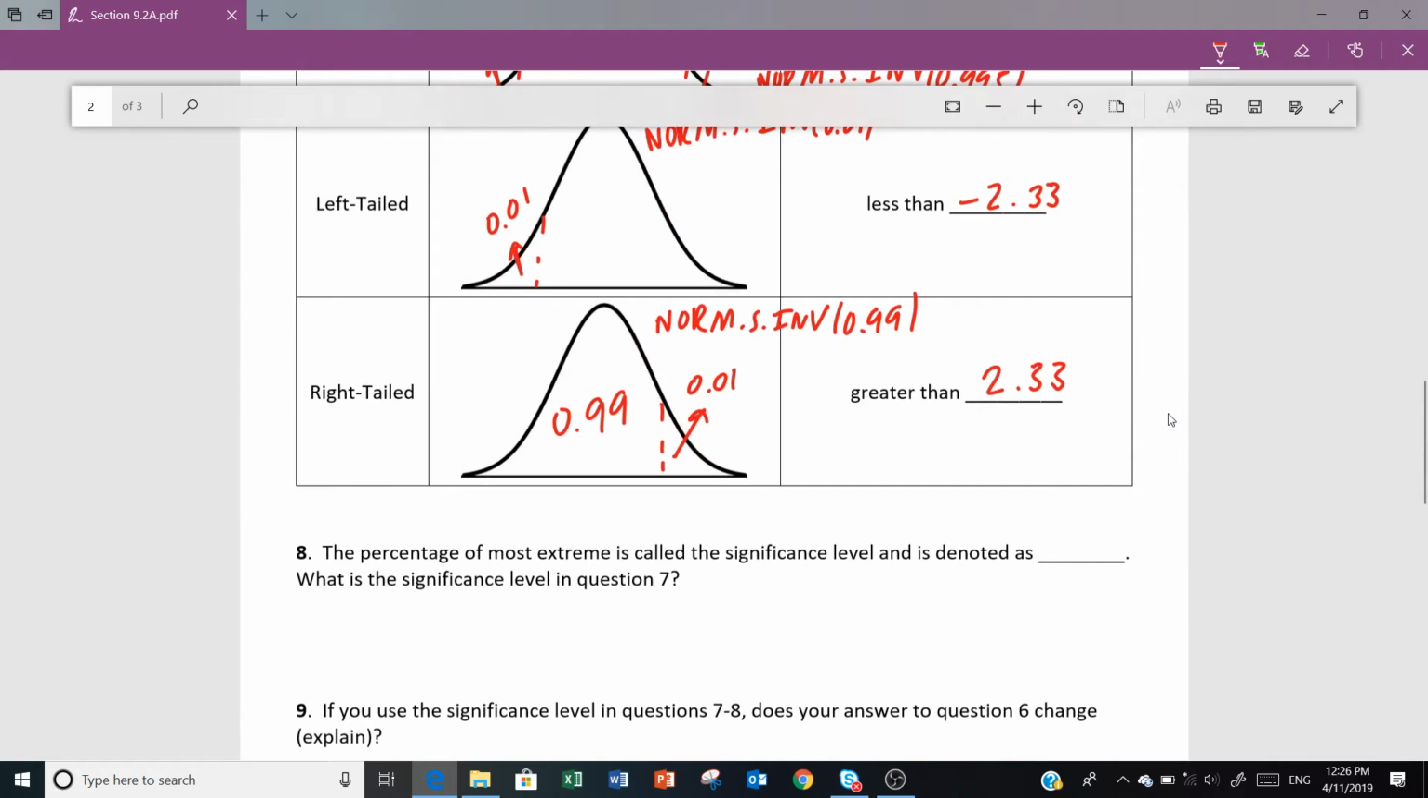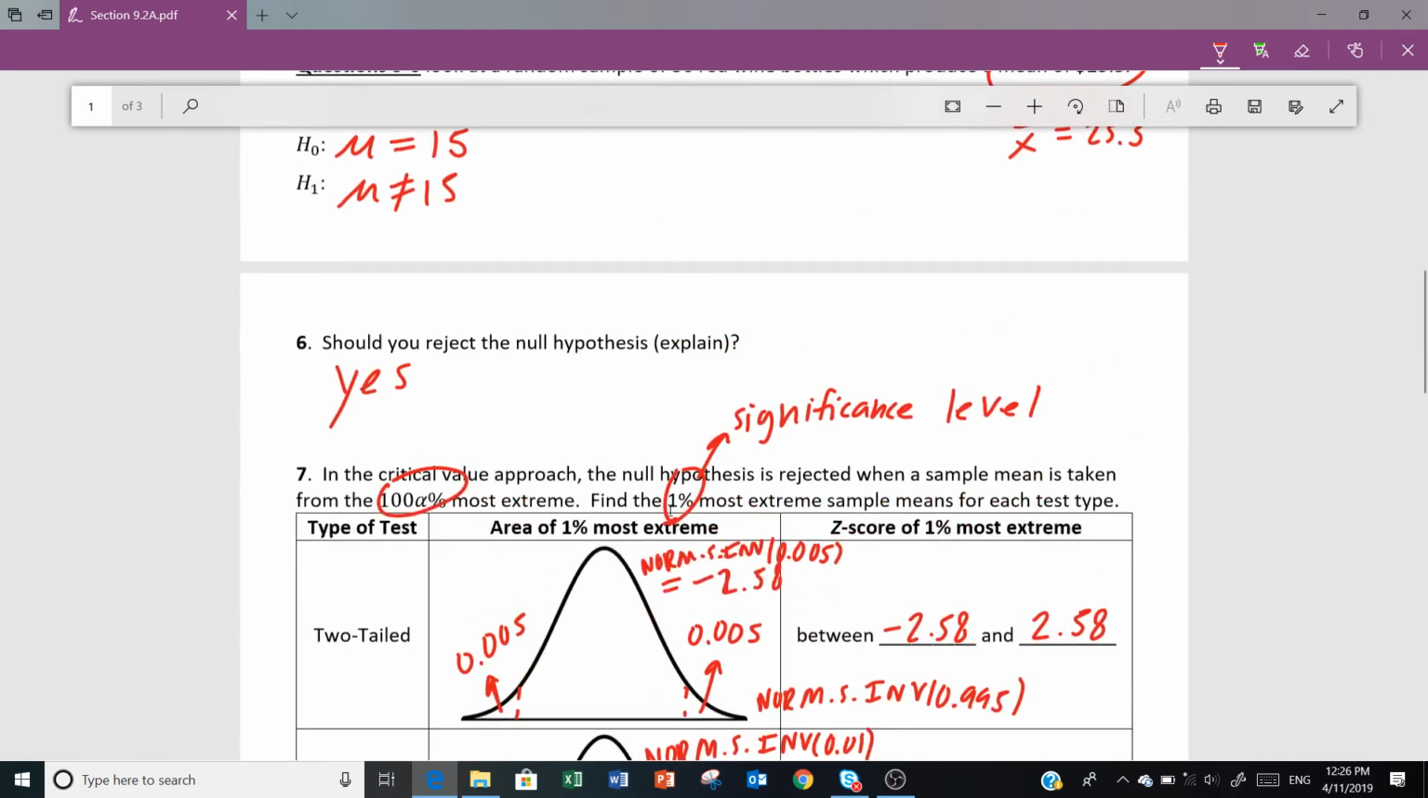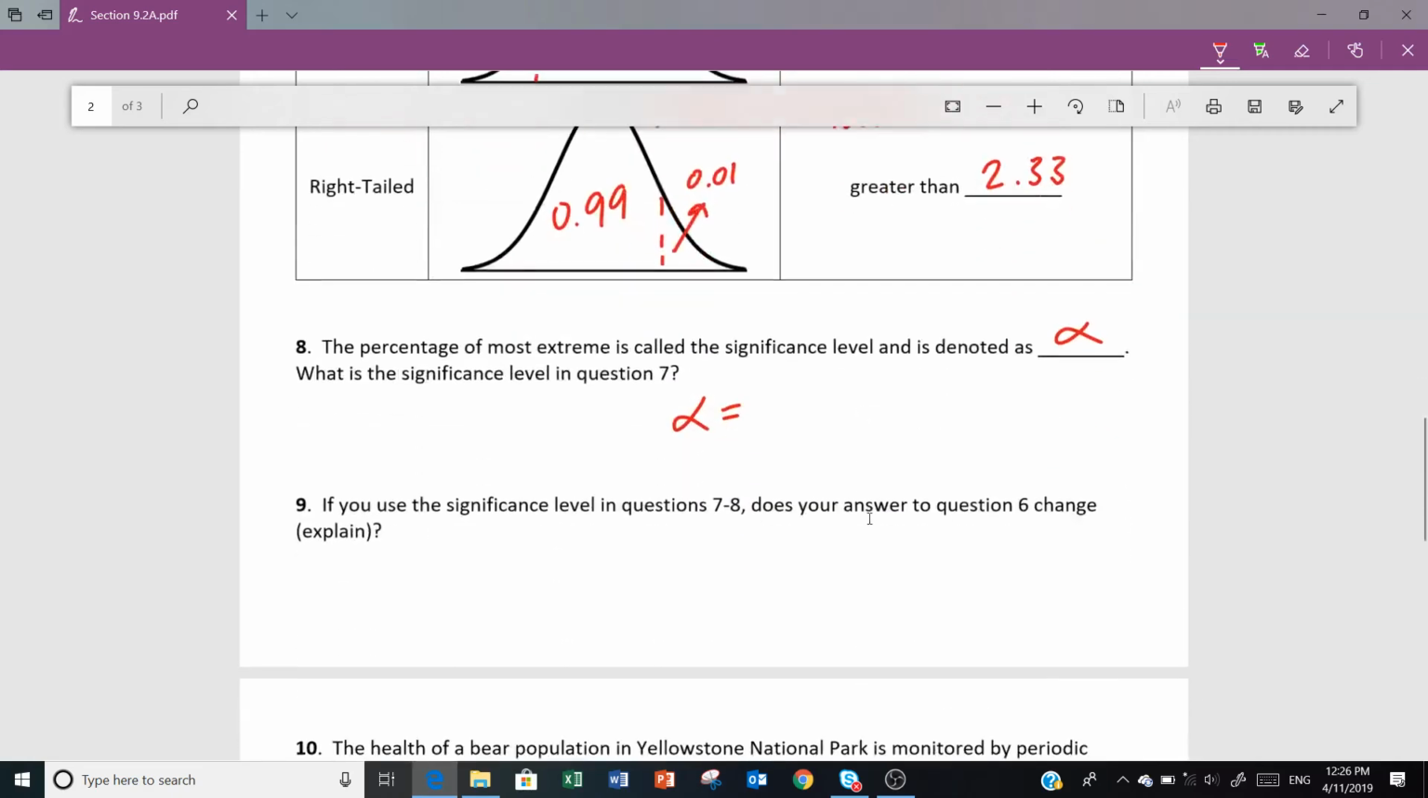Let's do a think, pair, share. What symbol do you want to give the significance level? It's just alpha. And what's the alpha? I don't want to use percentage, so what do I want to put here? 0.01. Good, Michaela.